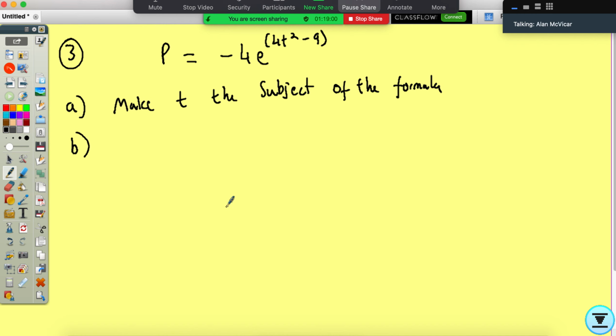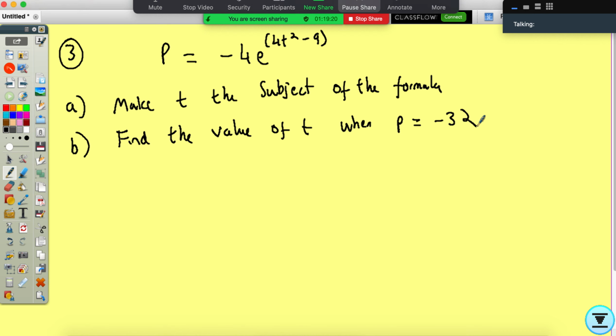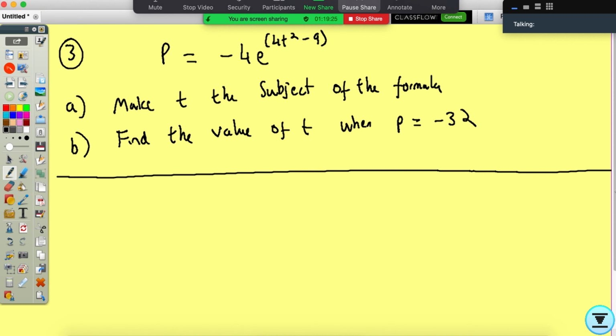B, find the value of t when p equals, what did I put? Negative 32. Yeah, negative 32. See if you want to have a wee go at that and see how you get on. I'll go over it at 22 minutes past. I'll give you 4 minutes. See how you do. Right? Don't be scared to get things wrong. You get stuff wrong, you learn from it.